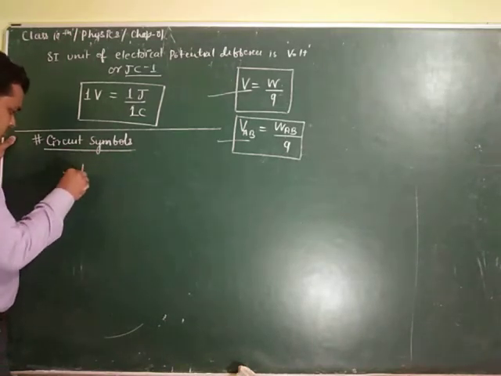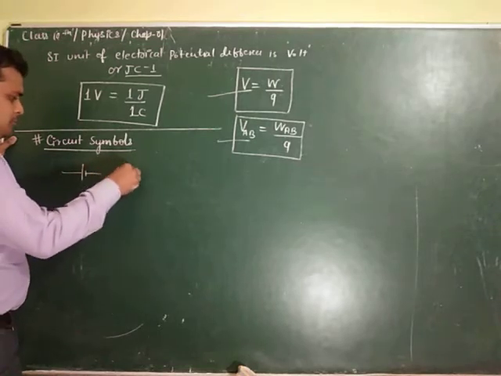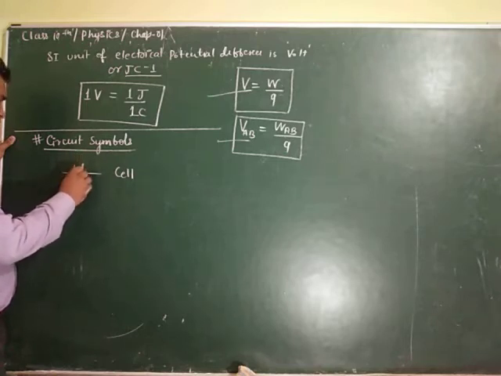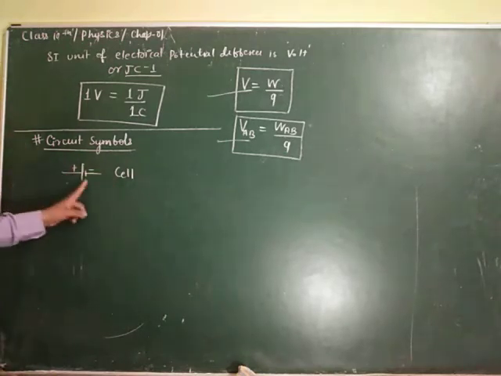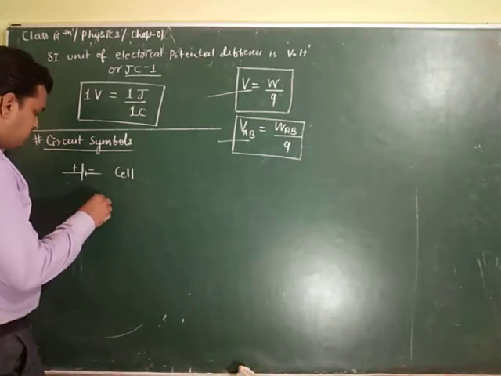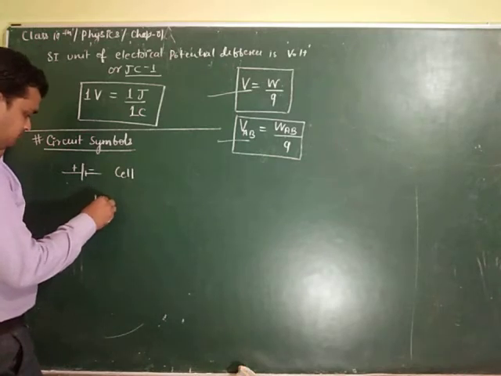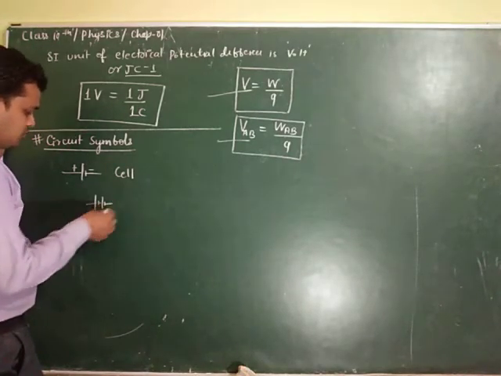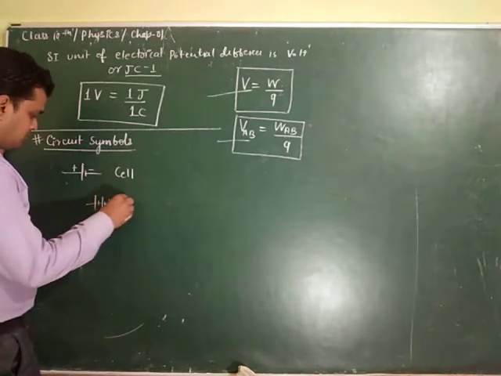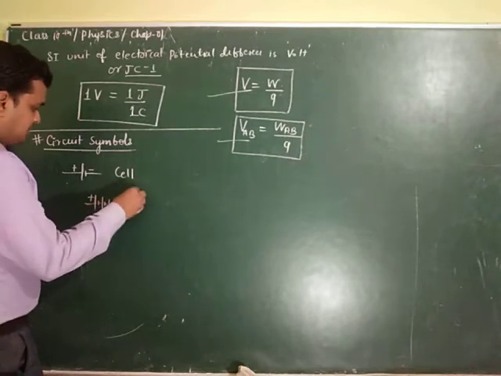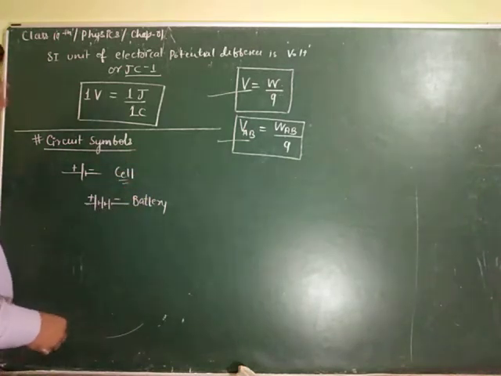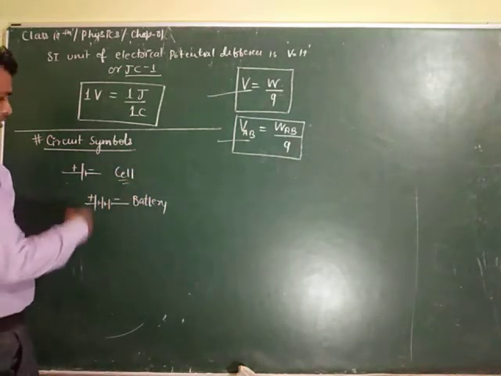This is how we can represent a cell. The bigger length represents the positive terminal and the smaller one represents the negative terminal. If 2 or more cells are combined together, they become a battery. This is the difference between a battery and a cell: a single one is known as a cell and a group is called a battery.